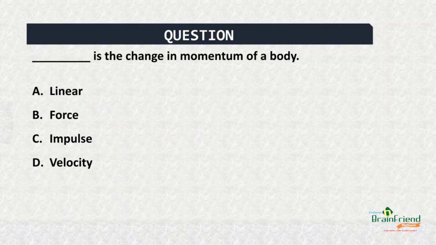Question 1. Dash is a change in momentum of a body. A. Linear. B. Force. C. Impulse. Or D. Velocity. The correct answer is C. Impulse is a change in momentum of a body.